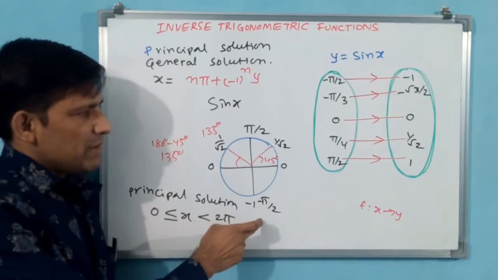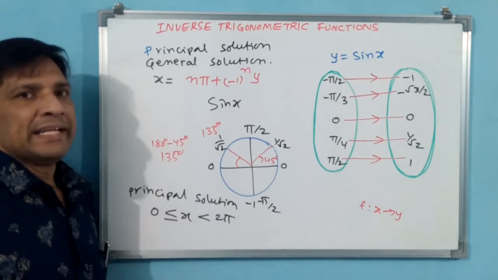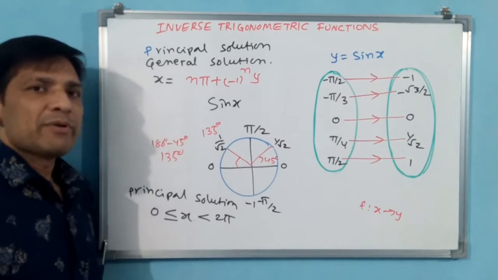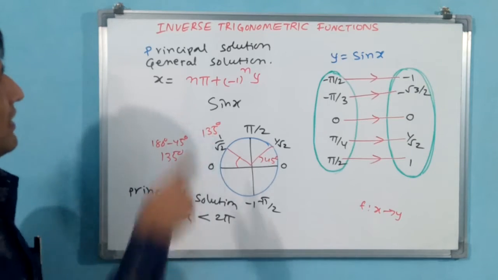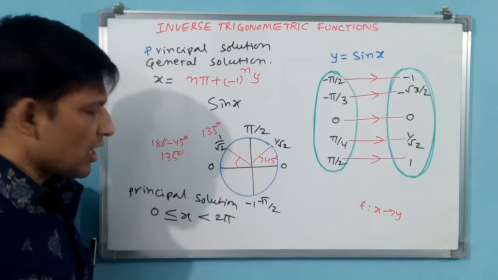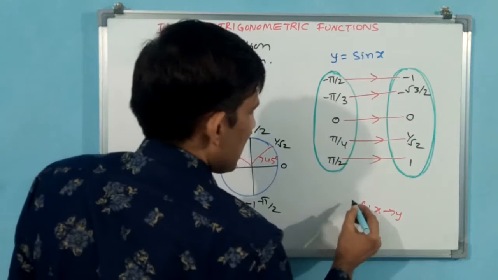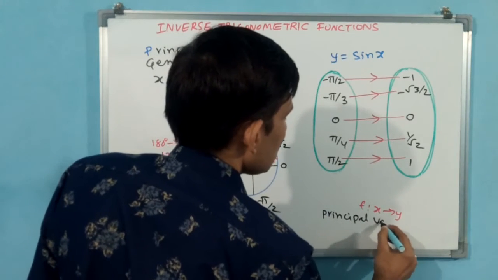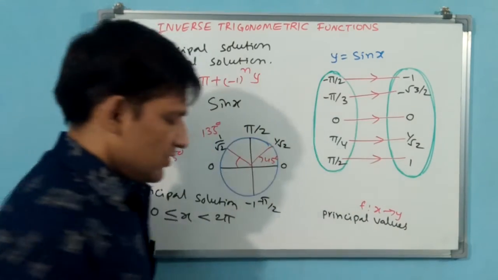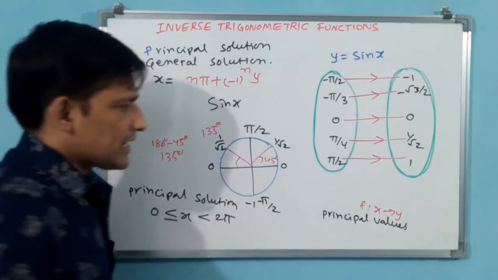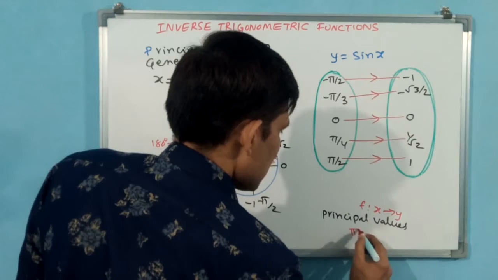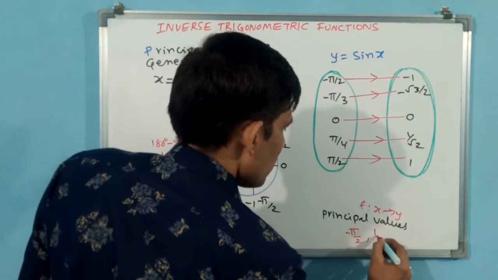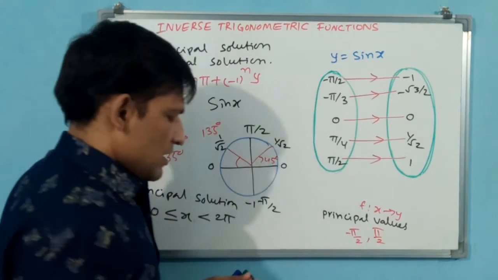Then this minus pi by 2 to pi by 2 is valid. What these minus pi by 2 to pi by 2 are going to be called, rather than principal solution, is principal values. These are called principal values. What are these principal values? Principal values are minus pi by 2 to pi by 2.